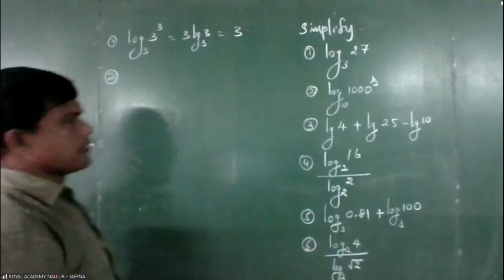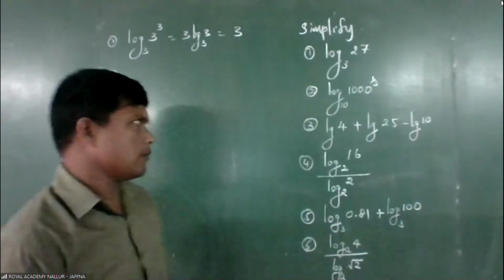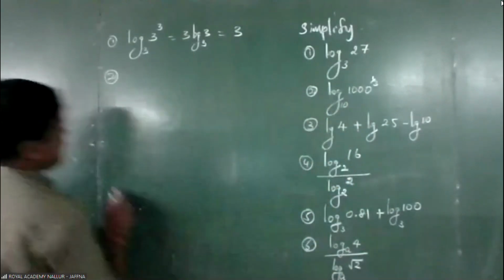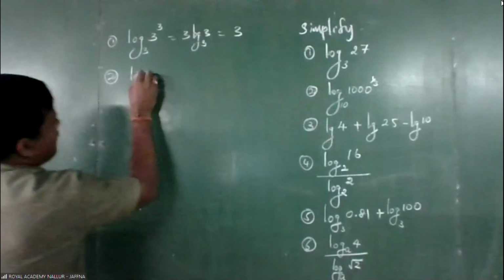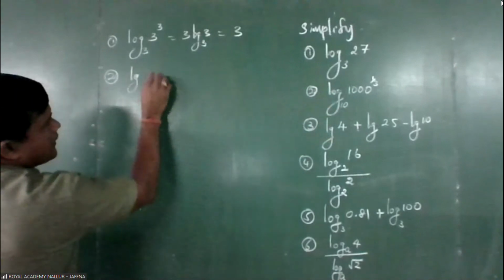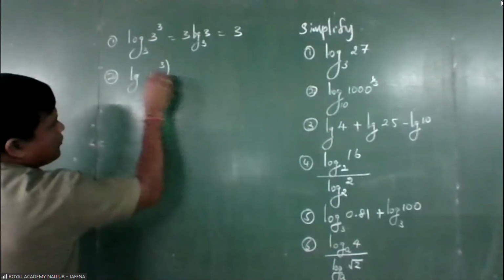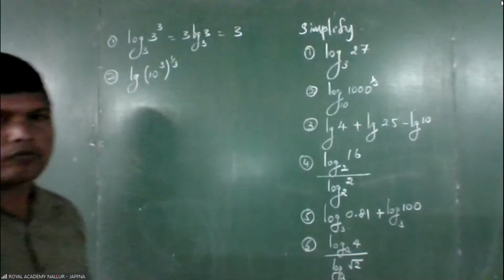Second one. Logarithm of 1000 to the power 1/3 to the base 10. But you know, this is logarithm with the base 10, therefore straight away you can use this. 1000 is 10 to the power 3, to the power 1/3. This is the index rule, right?